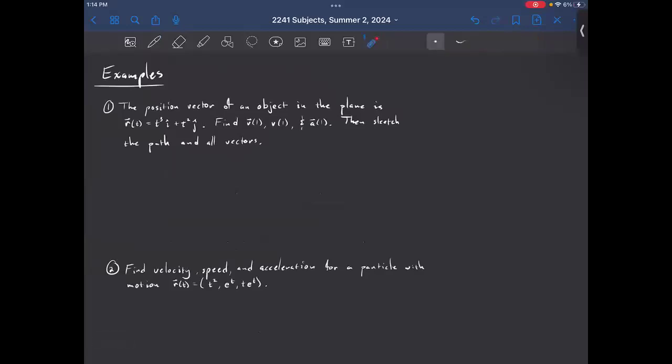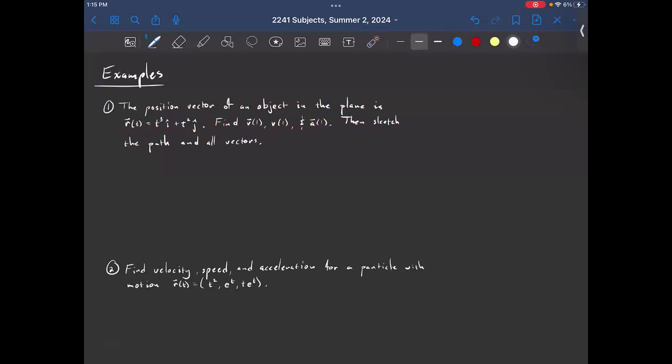So we're given the position vector of an object in the plane. So it's a planar motion, it will just have an i and j. And it's given with a t cubed and a t squared. They ask us to find the velocity vector at time 1, the speed at time 1, and the acceleration vector at time 1. Then we have to sketch the path and everything in there.